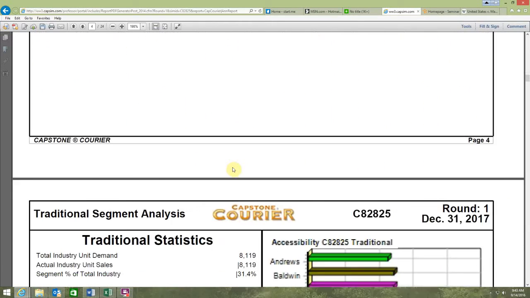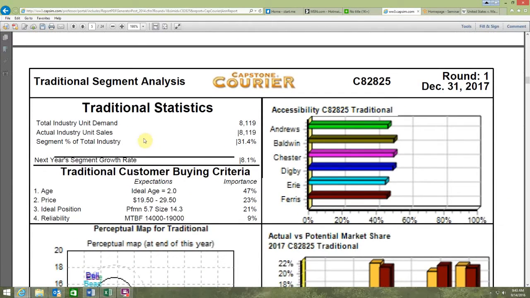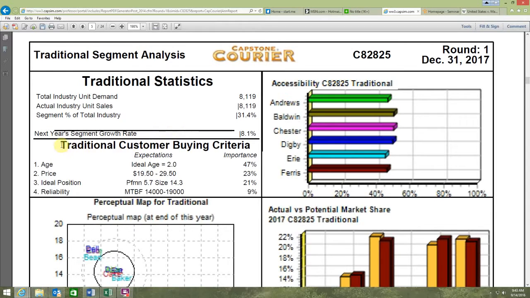Okay, cruise on down. Now we get to the segment analysis, and this, I can't stress enough. Look at what goes on in these things. I would say that the gravest error that most teams make as this goes on is not paying attention to the customer buying criteria. In this case, we're talking the traditional. Okay, you see how important items are. These don't change the importance. These will change some. The price does. Okay, the ideal position changes. The MTBF doesn't, and the age doesn't. Okay, the ideal age. But these change.